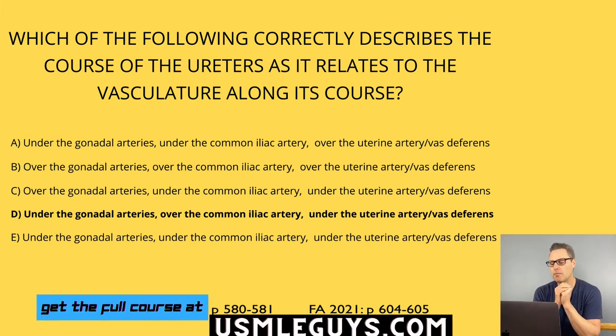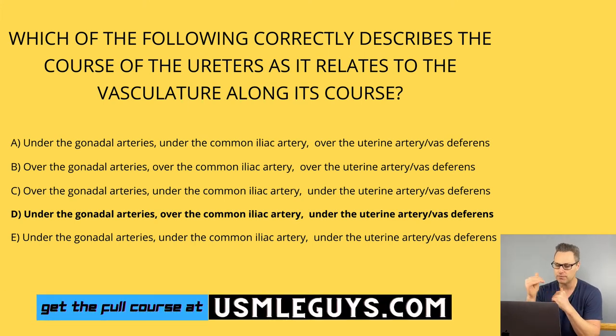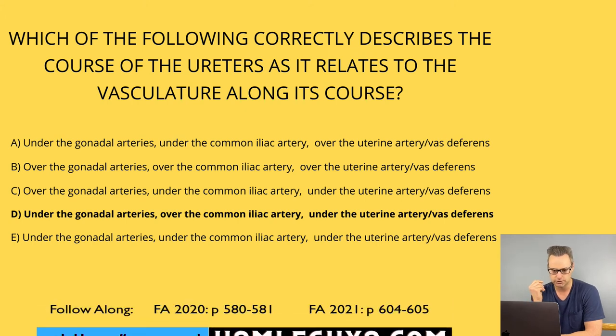Now, knowing the three common points of obstruction along the path of the ureter is also very important because it allows us to really easily pinpoint where something could go wrong or where something is going wrong. So you want to make sure you know these three locations, and they are as follows. Number one, the ureteropelvic junction. Number two, the pelvic inlet. And number three, the ureterovesical junction.